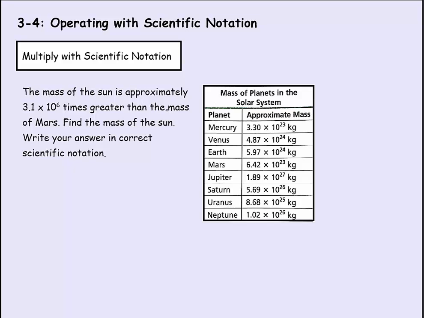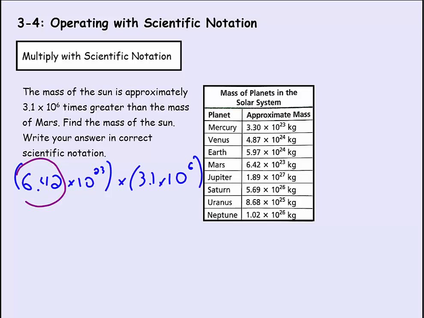It says the mass of the Sun is approximately 3.1 times 10 to the 6th power times greater than the mass of Mars. It says find the mass of the Sun and write your answer in correct scientific notation. Well, if we have the mass of Mars and it's that many times greater than it, we need to multiply Mars times the Sun. So we have 6.42 times 10 to the 23rd and that's times 3.1 times 10 to the 6th. Same rules apply for multiplication and division. We can multiply these by each other, and we can multiply the powers of 10 by each other.